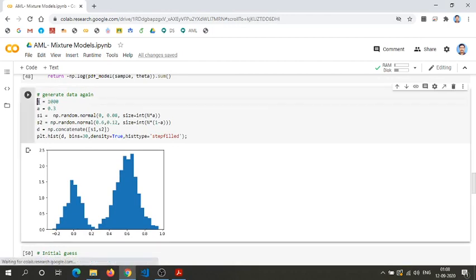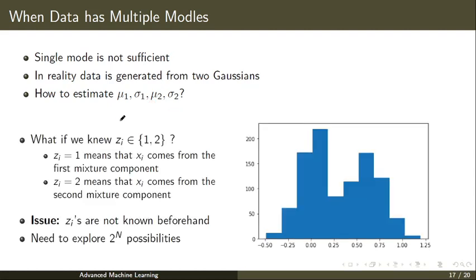For example, the number of data points is n equal to 1000. Then you randomly generate some data from a random normal distribution and another random normal distribution, concatenate both of this data, and plot it. Now you give this data back. Let's go back to the slide and see. What if we know this is our data now? We have this data.